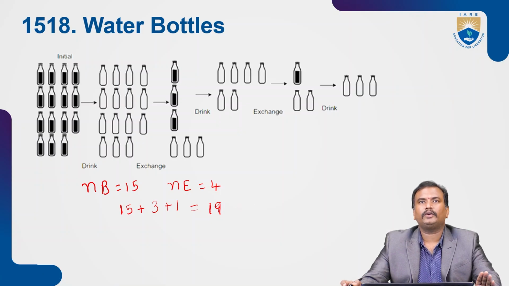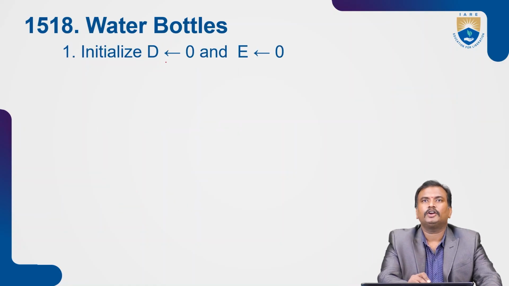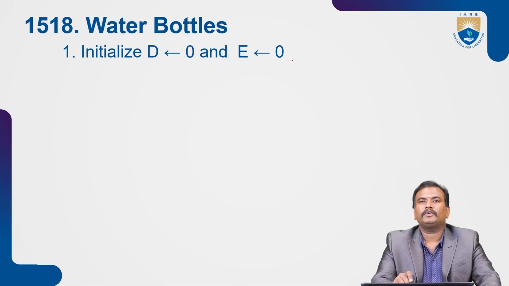So how can we do this? Here we need to initialize two variables, that is drink bottles and empty bottles. Here we are taking the drink bottles as 0 and empty bottles as 0. Here we need to use both the modulo and division operators.